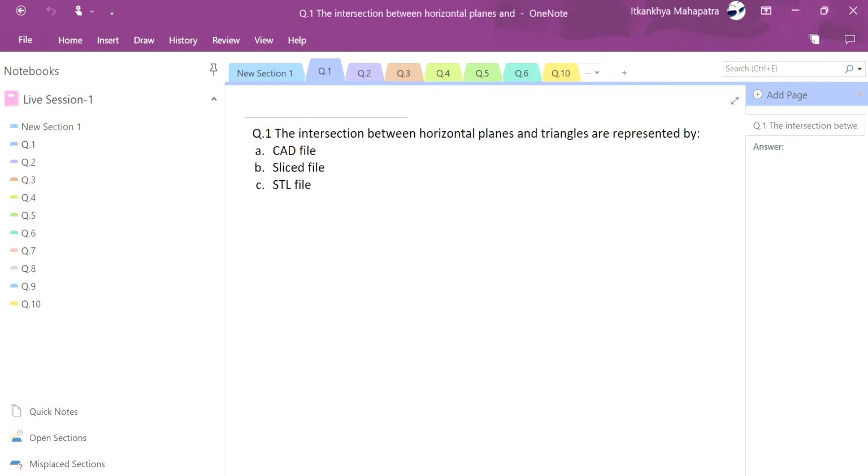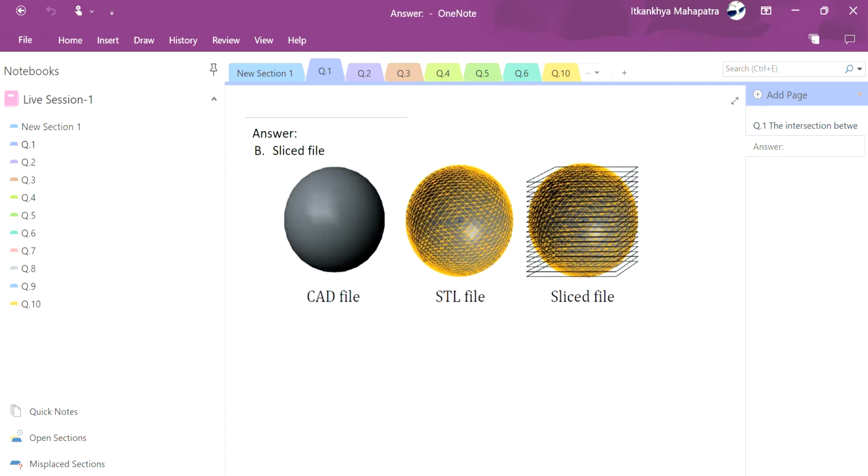The intersection between the horizontal planes and triangles is represented by the sliced file. That is the correct answer.